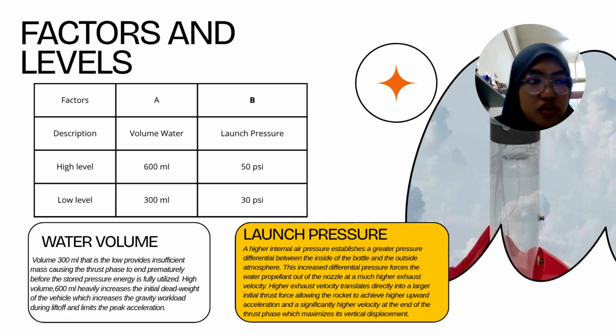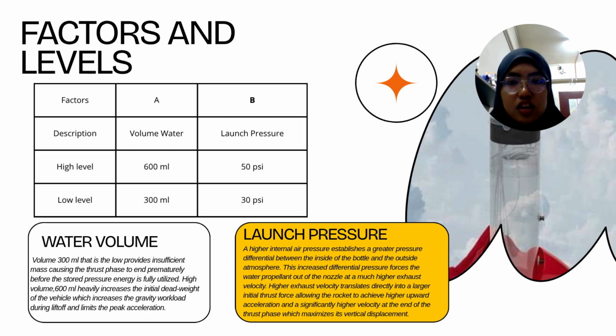Factor A is water volume. A volume of 3000 milliliter, that is the low, provides insufficient mass, causing the thrust phase to end prematurely before the stored pressure energy is fully utilized. Meanwhile, the high volume of 1600 milliliter heavily increases the initial dead weight of the vehicle, which increases the gravity workload during lift-off and limits the peak acceleration.